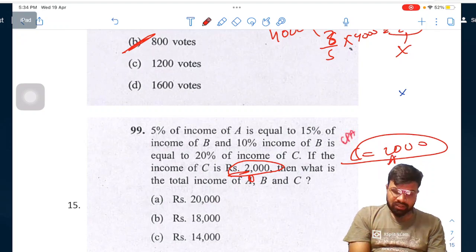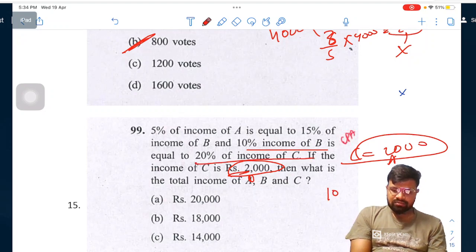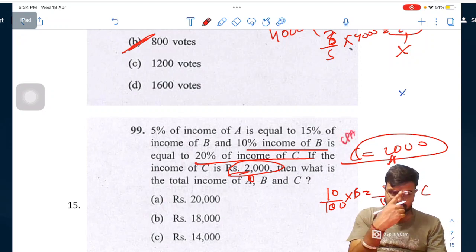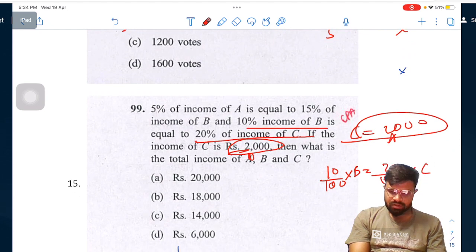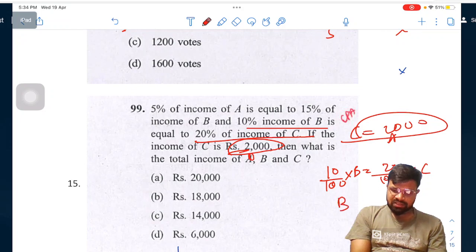Now see, 10% of B is 20% of C. That means 10 by 100 into B is equal to 20 by 100 into C. Based on this, we can get B equals 2C. All these things are cancelled out. B equals 2C, that means B is equal to 4000.